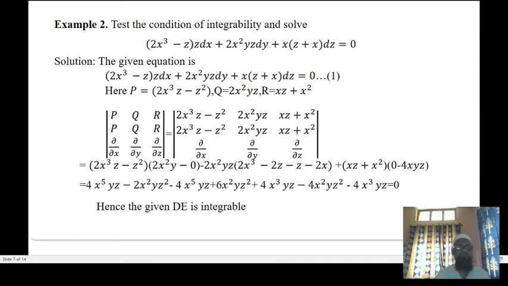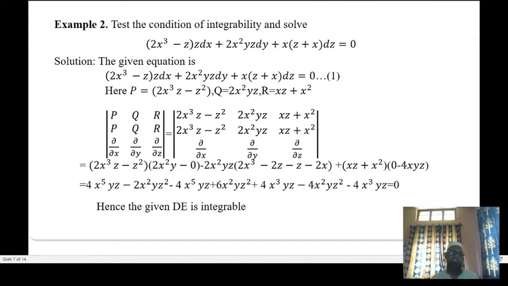Second example, next. Test the condition of integrability and solve (2x^3 minus z) z dx + 2x^2 yz dy + x (z + x) dz equal to 0. Taking z inside and multiplying, comparing with the standard total differential equation, here P is 2x^3 z minus z^2, Q is 2x^2 yz, R is xz plus x^2.